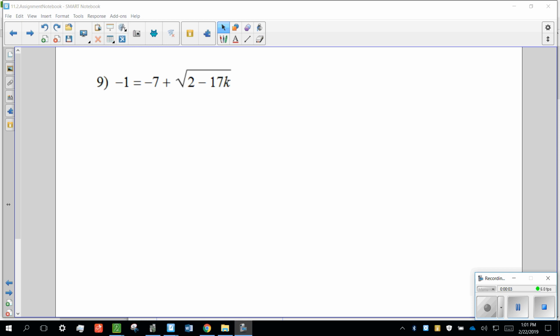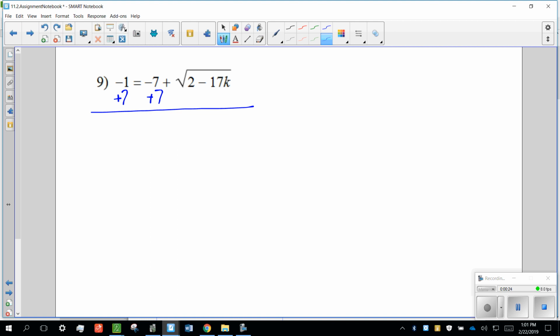Going to solve number 9 on the 11.2 worksheet, solving square root equations. And so anytime you come to this and you see one square root sign, you're going to want to try to get everything else to the other side of the equal sign.